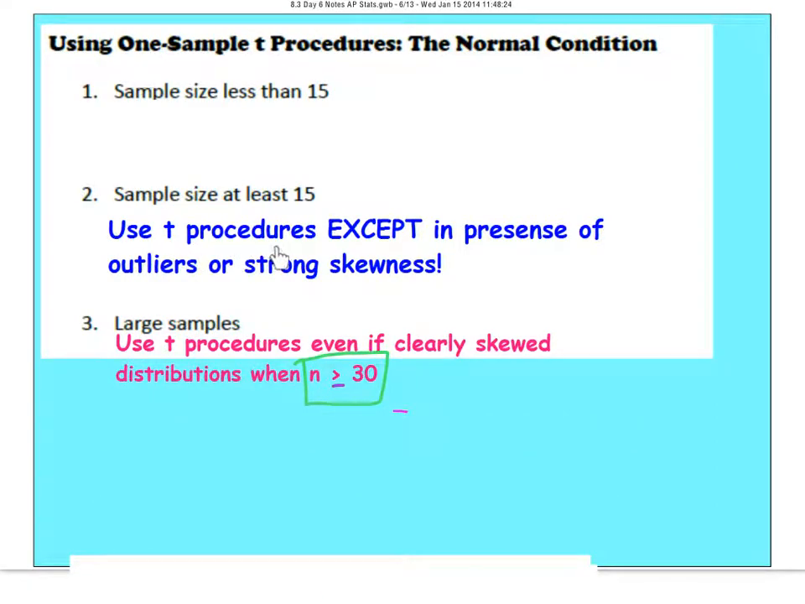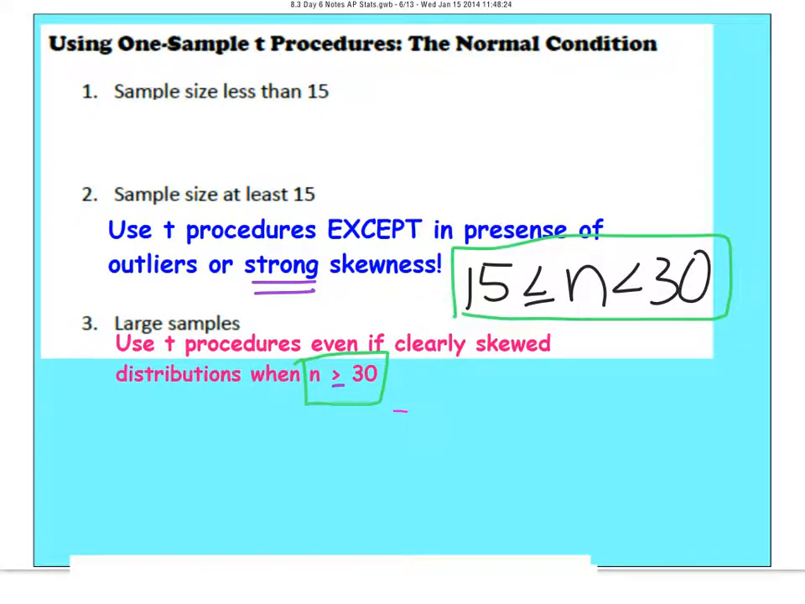You use t-procedures except in the presence of outliers or strong skewness. So what we're looking at is really, in this case, if n is in between 15 and 30. If that happens, we have to go to a different level. You're going to have to graph out your data and look for the presence of outliers and strong skewness.